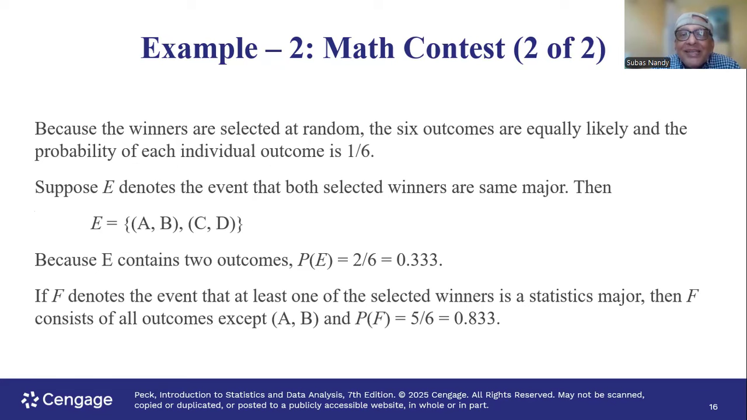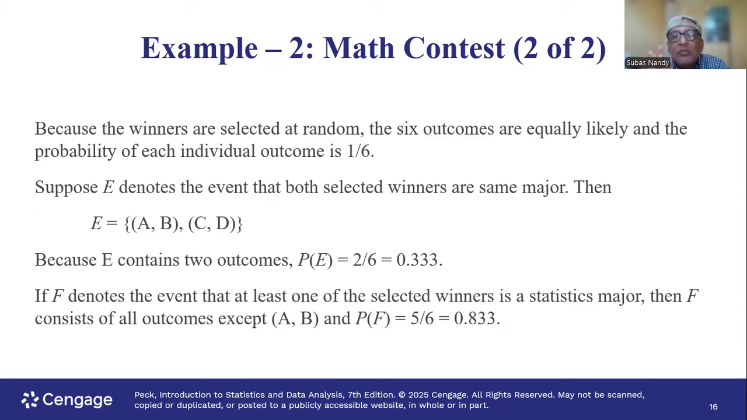Because winners are selected at random, the 6 outcomes are equally likely, and the probability of each individual outcome is 1 out of 6. What are they saying? There are 6 possible outcomes, and the winners are selected at random. So each possible combination has an equal chance of getting selected. With 6 possibilities, the probability of each of them getting selected is 1 out of 6: 1 for each combination, divided by 6, the total number of combinations.